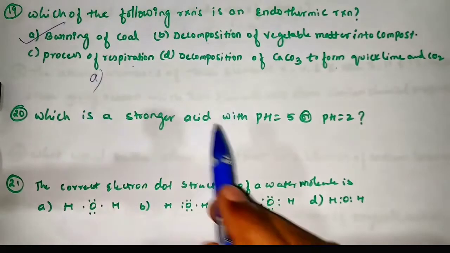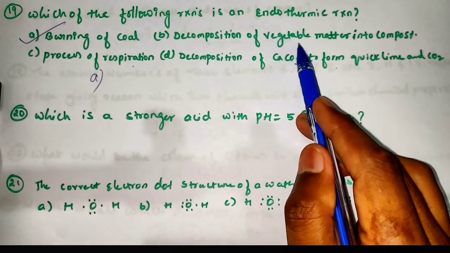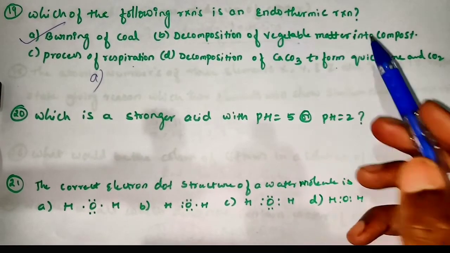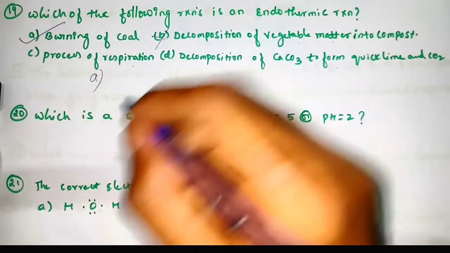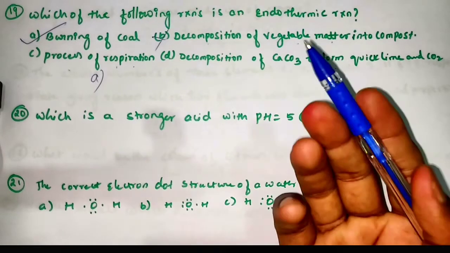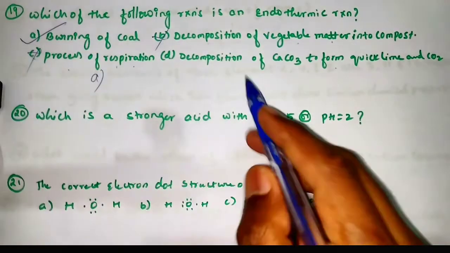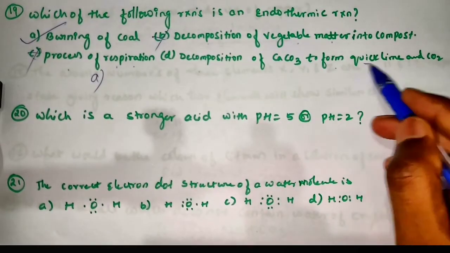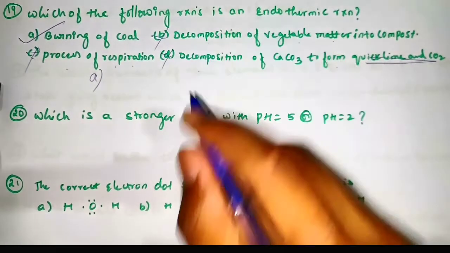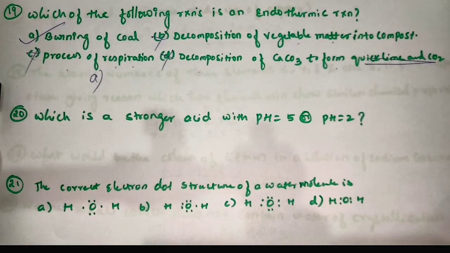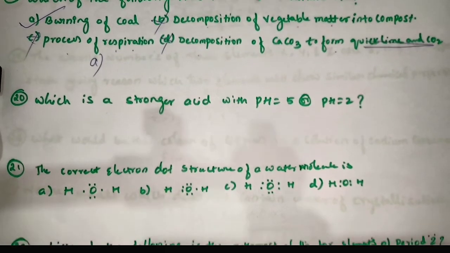I will give the explanation for the remaining three also. Decomposition of vegetable matter into compost: here heat will be liberated, so it is exothermic. So this is not the answer. Process of respiration is an exothermic reaction, hence it is also not. And decomposition of calcium carbonate to quicklime and carbon dioxide, along with that heat energy will be liberated. Hence it is also exothermic. So this is also not an answer. So option A, burning of coal, is an endothermic reaction.